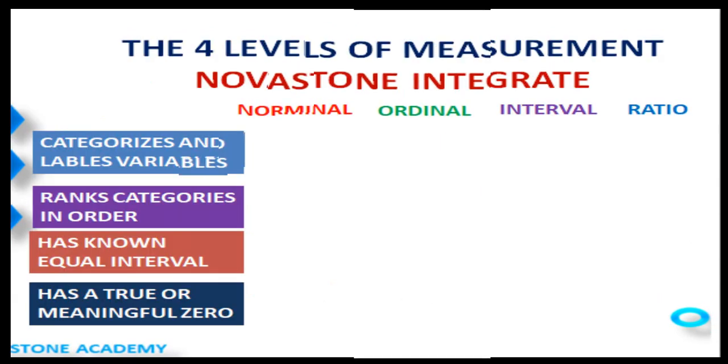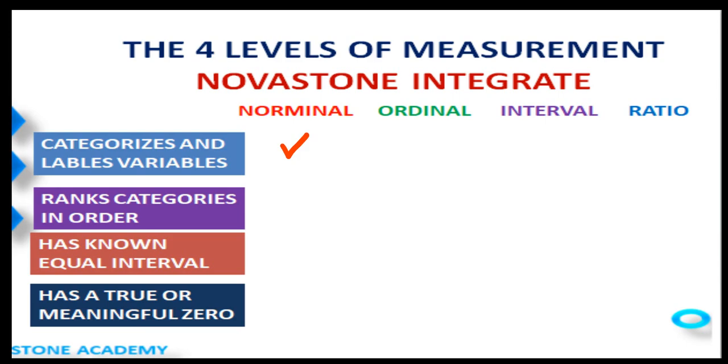exam questions. They're saying the 4 levels of measurements. Now, how are we going to categorize them in terms of what we're just from talking about? So if we ask like categories and the labels, categorizes and labels variables. Okay, which one categorizes and labels variables? Do we have categories in nominal scale? Yes. Okay, you're putting the data in categories.